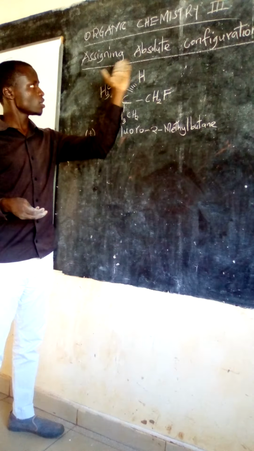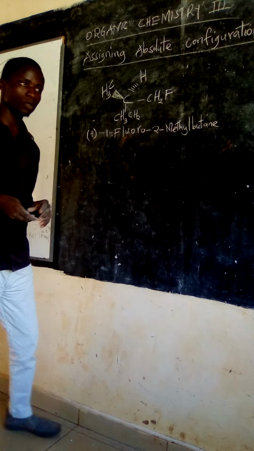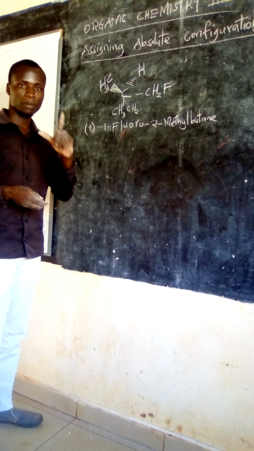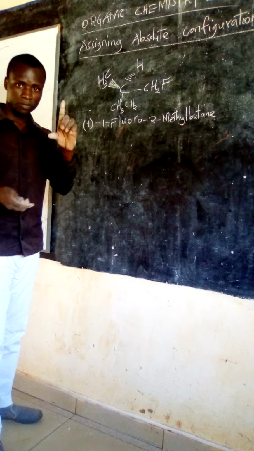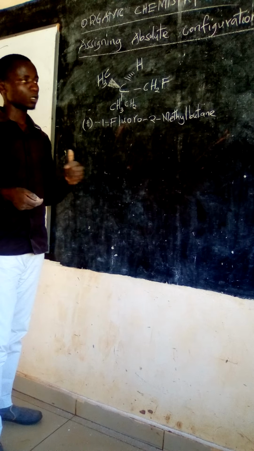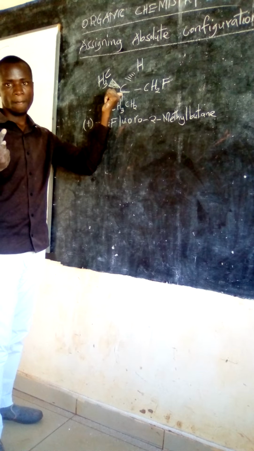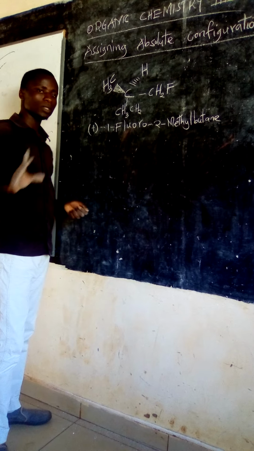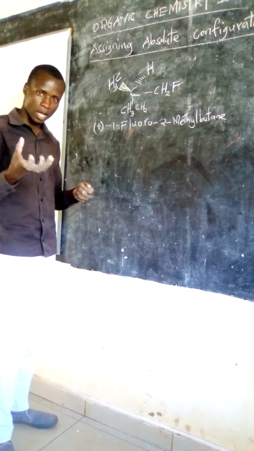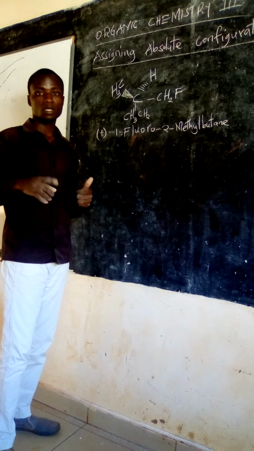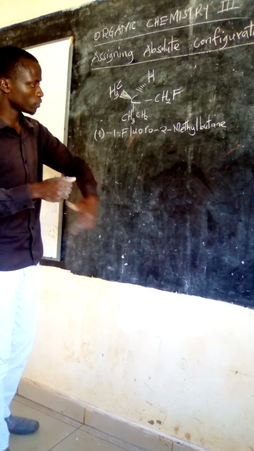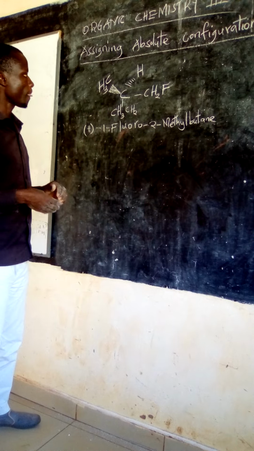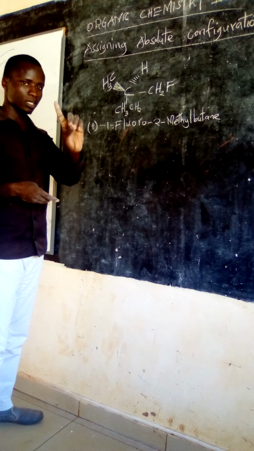Now for a matter of assigning absolute configuration, whether it is R or S, there are some steps that you must adhere to so that you are in a position to assign it. Number one, you are supposed to give each atom attached to the chiral center a priority based on the atomic number. That means the atom with the higher atomic number shall be given priority number 1, followed by 2 as well as 3. Therefore, we shall now study step number 1.